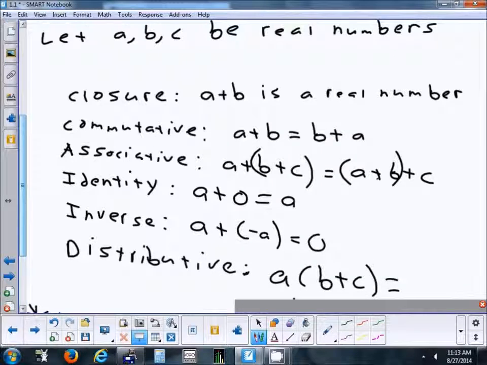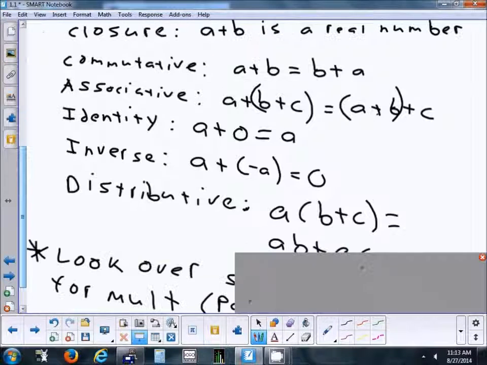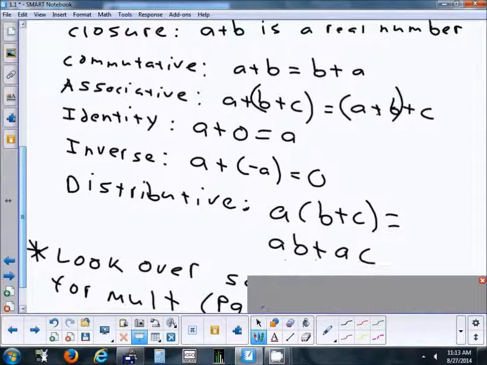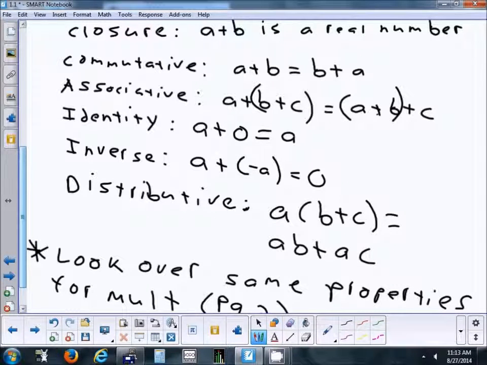And the distributive property is right there. A times, in parentheses, B plus C is the same as AB plus AC.